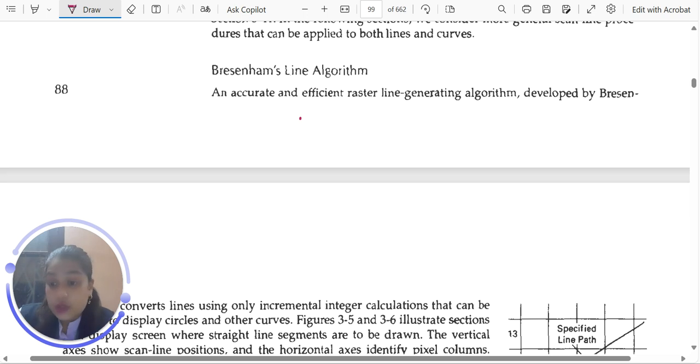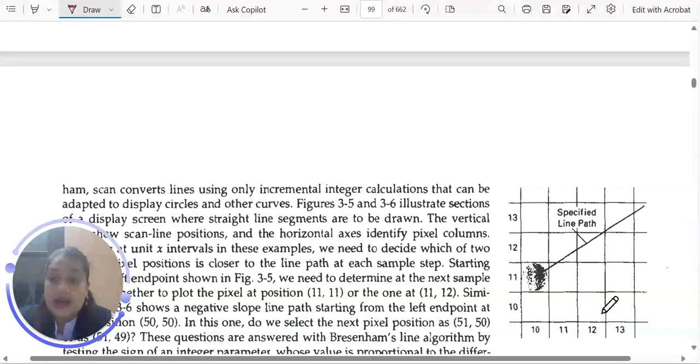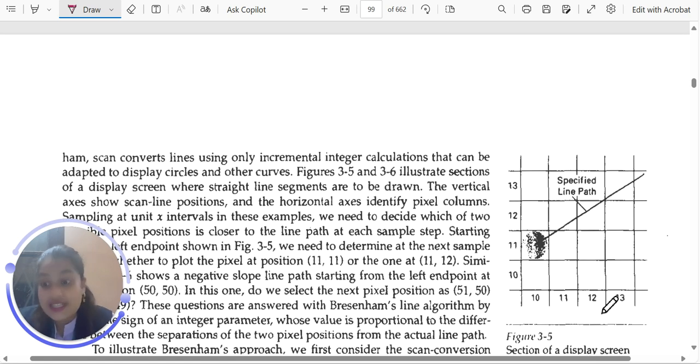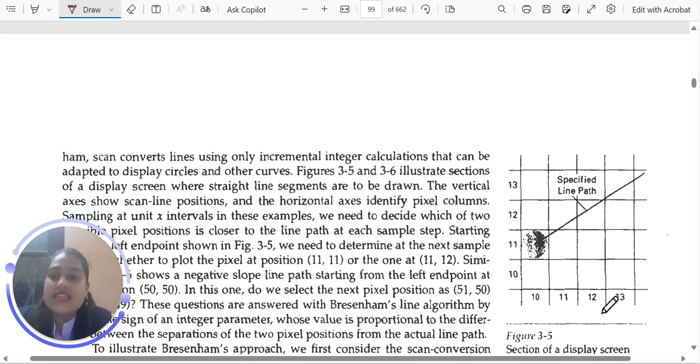Now, an accurate and efficient raster line generating algorithm was developed by Bresenham. So the name originated from its creator. It converts lines using only incremental integer calculations that can be adapted to display circles and other curves.